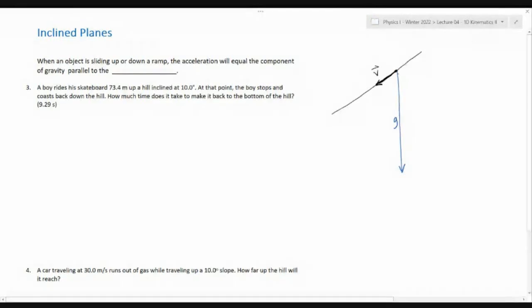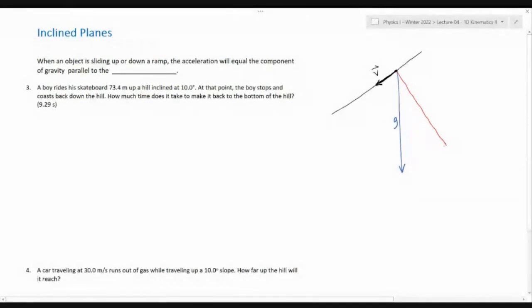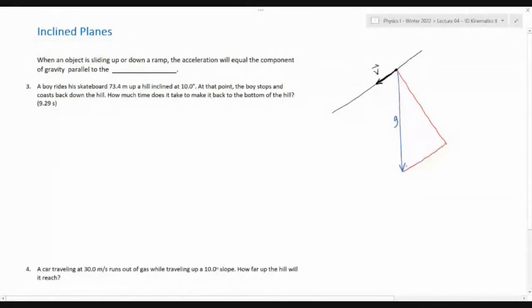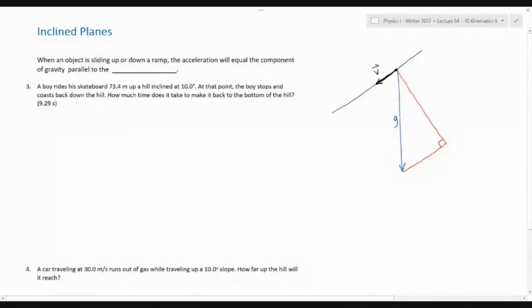So perpendicular to the ramp would be like this. And parallel to the ramp would be like this. And you see that when I do that, my gravity vector, my initial vector, is my hypotenuse. And that's what's super important. It has to be your hypotenuse. So these two original vectors are perpendicular to each other, so they make the 90-degree angle. And opposite of that 90-degree angle is your hypotenuse, which is your original gravity vector, whatever vector it is that you decompose into x and y components.